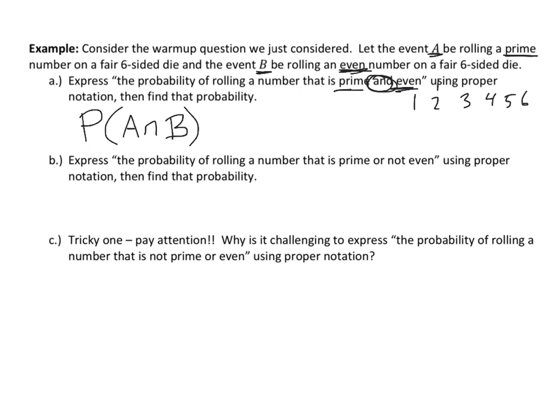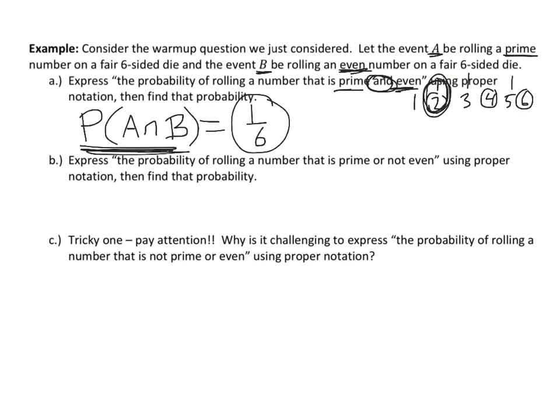Well, the prime numbers are 2, 3, and 5, and the even numbers are 2, 4, and 6. So the only one that is both prime and even is 2. So this would be a 1 out of 6 probability. Okay, so what we're practicing here is this idea that we can translate English into this mathematical notation and then figure out the probability that goes with that. So go ahead and try out B, and then we'll check that one, and then we'll go on to C.